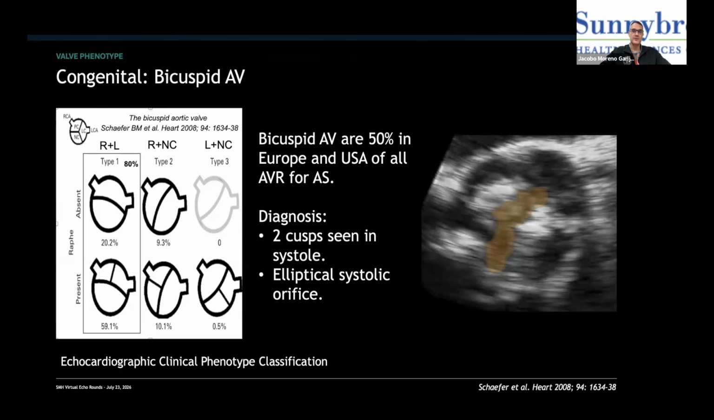This is an example. This is the orifice opening. This is the non-coronary cusp, the left, and you can see the raphe between the left and right coronary cusp, which is the type 1 and the most typical clinical phenotype.